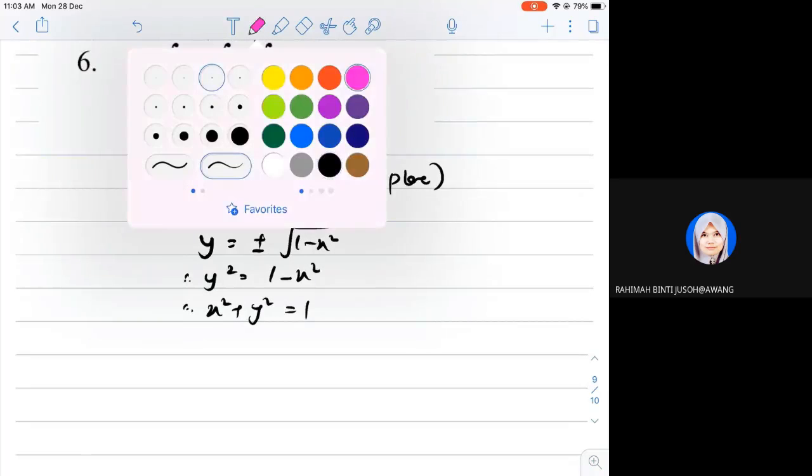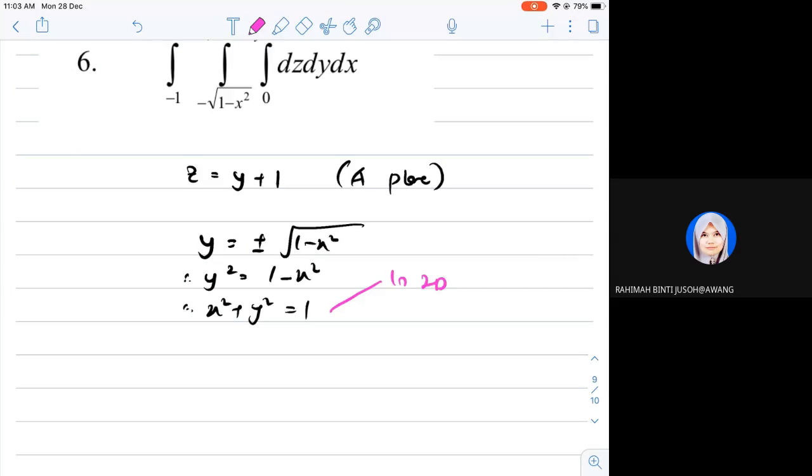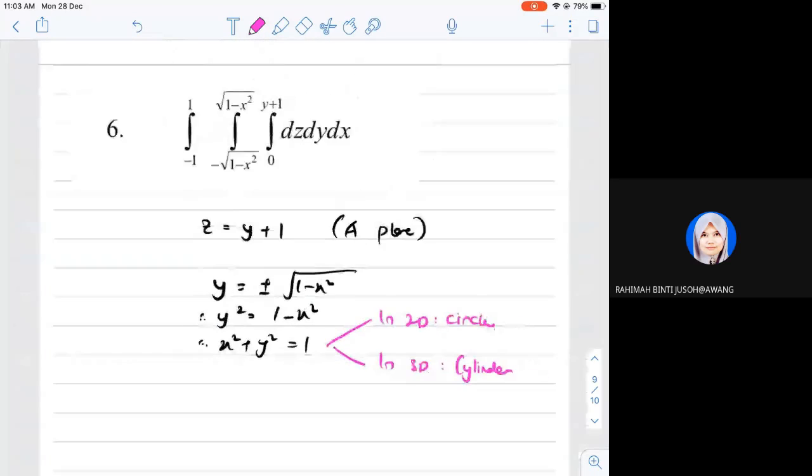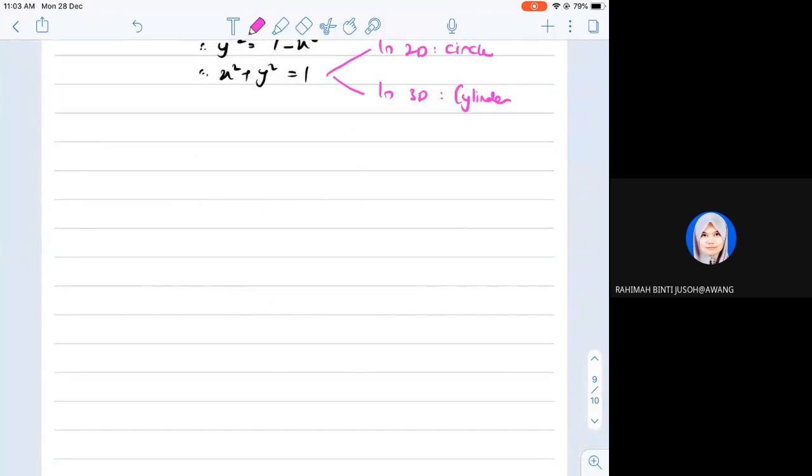Okay, in 2D, this is a circle, isn't it? In 2D, this is a circle. How about in 3D? Dia jadi apa guys? Cylinder. Yes, very good. Cylinder. Thank you very much. This is a cylinder. So jom kita plot kita punya region ni. Dia of course ada cylinder. Okay, cylinder. Soalan kalau dia tak suruh you plot sketch region, it's okay, tak payah sketch. Tapi kalau dia kata kena sketch, you have to sketch dalam final exam.